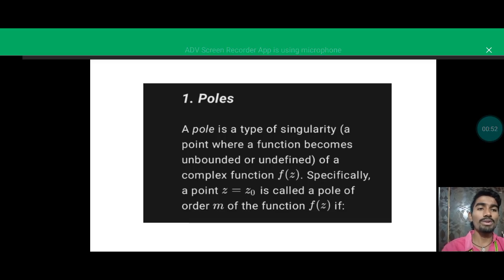A pole is a type of singularity, a point where the function becomes unbounded or undefined.